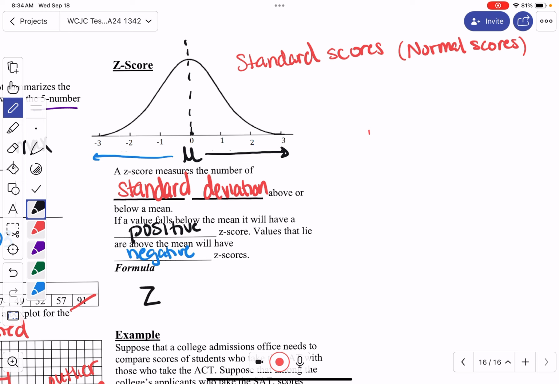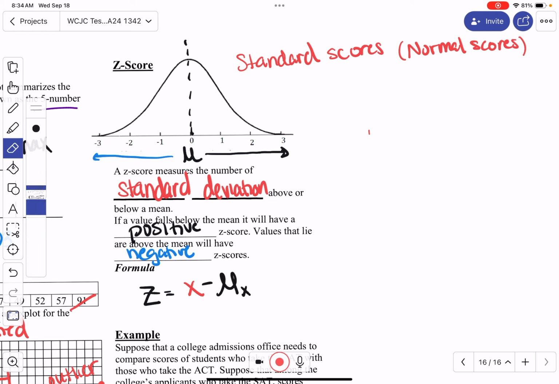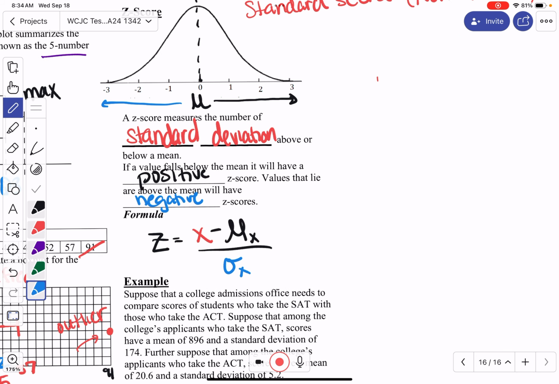So the value z is always going to be equal to whatever your x is minus the mean of the distribution, divided by the standard deviation of the distribution. And we use this to compare normal distributions that have different means and different standard deviations.